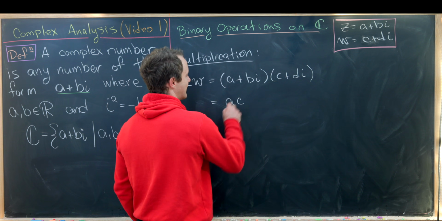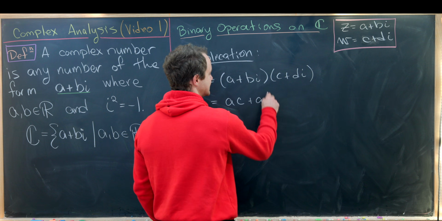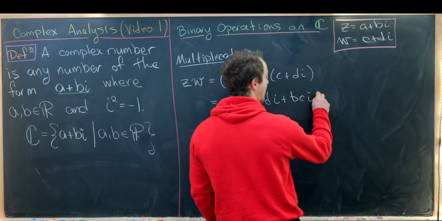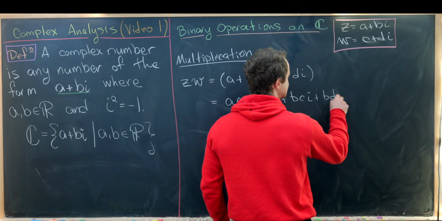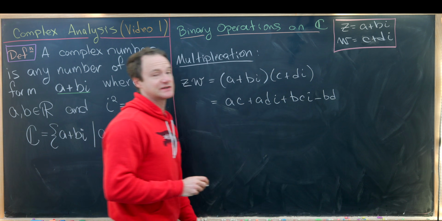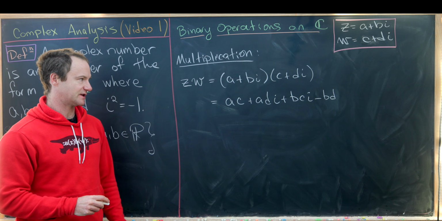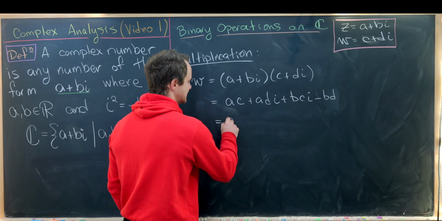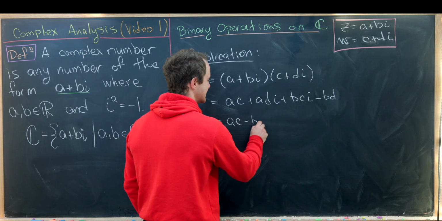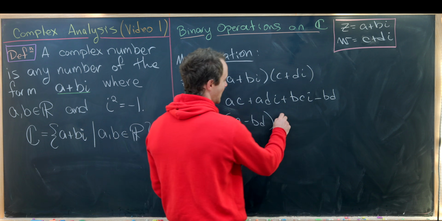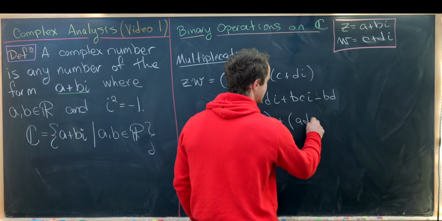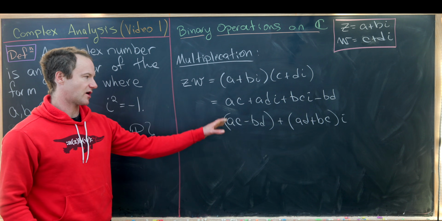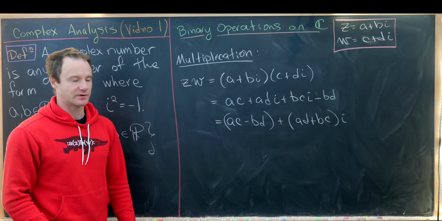So there we'll have a times c plus a times d times i plus b times c times i, and then plus b times d i squared, but that i squared is a -1, so that changes that plus into a minus. Now we can group real and imaginary parts, and we see that this is ac minus bd, and then plus (ad plus bc) times i. So there's our product looking at the real and imaginary parts.